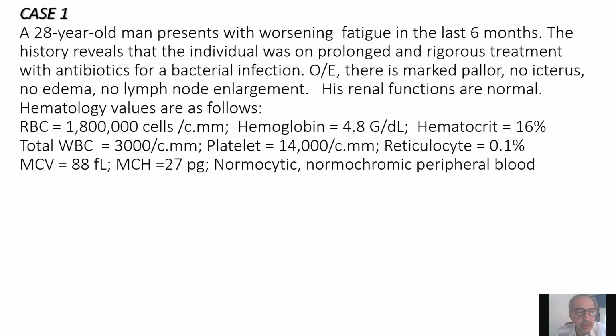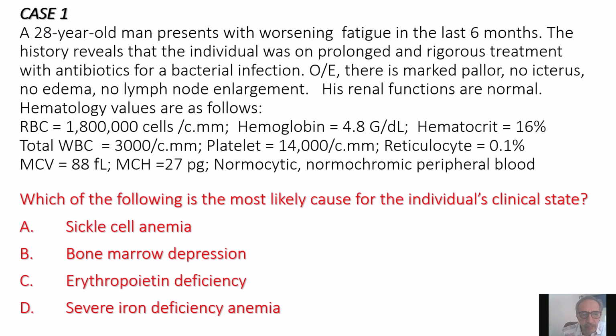Reticulocyte 0.1%, MCV normal 88 femtoliter, MCH almost normal 27 picograms. Blood picture normocytic, normochromic. Let's look at the question. Which of the following is the most likely cause of the individual's clinical state? Clinical state is anemia, severe anemia with hemoglobin of nearly 5 grams. Sickle cell anemia is out of the question. There is no evidence of sickling. Bone marrow depression is the most likely cause.